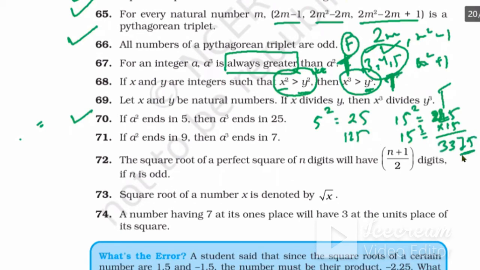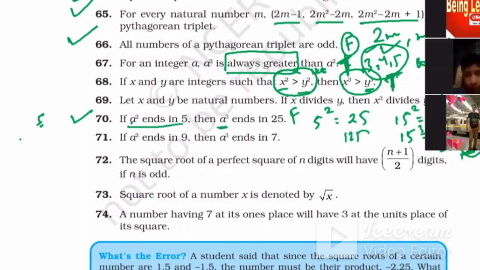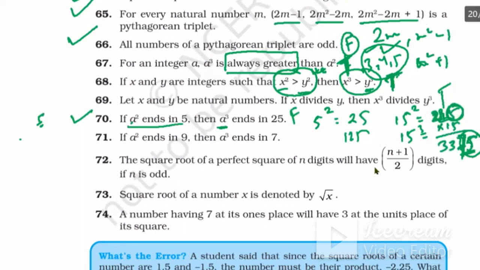3375. So it's coming 25. It's coming 25. No, sir. No. So it's not possible. No. It's false. For 5, it's true. Okay. See, in 15, a square of 15 ends in 5. Then A cube will not end with 25. It's clear here. Clear? Not clear. No, sir.